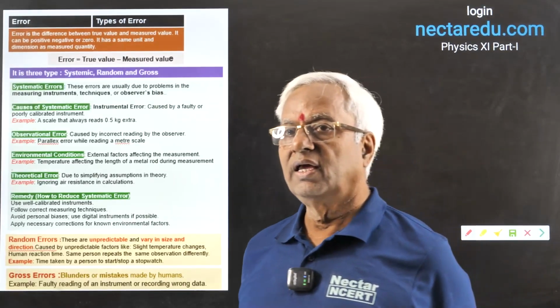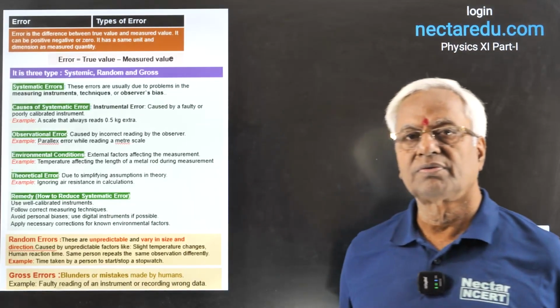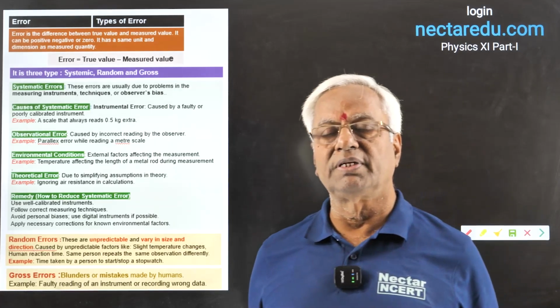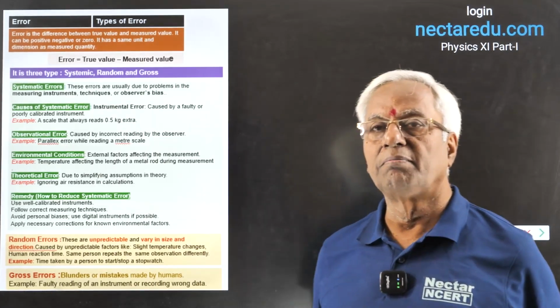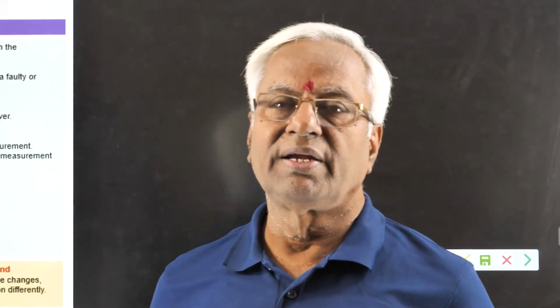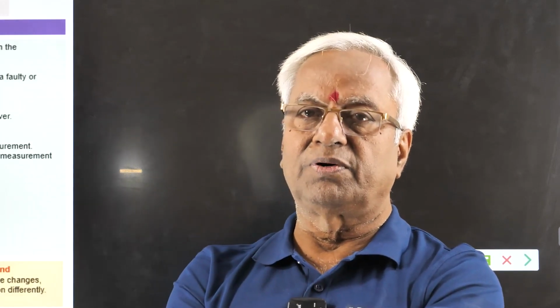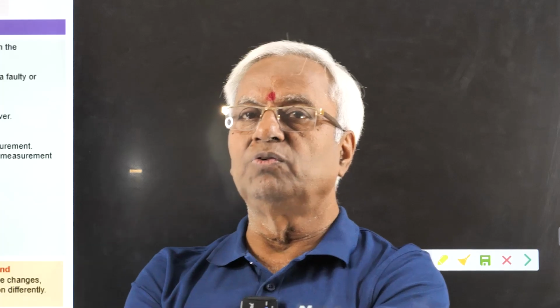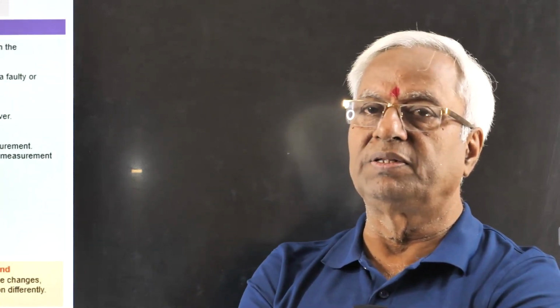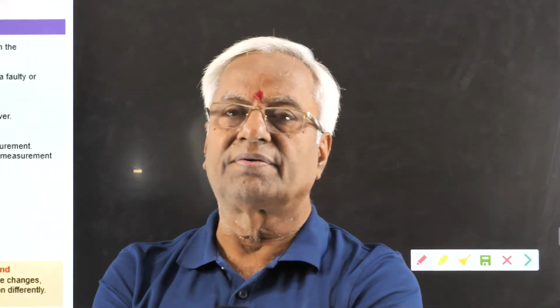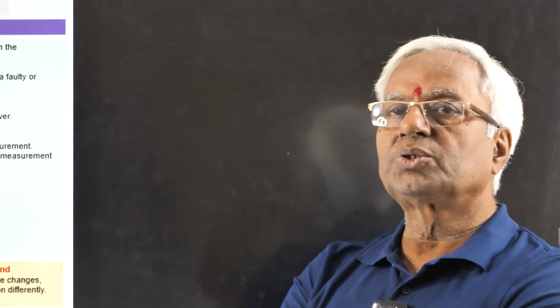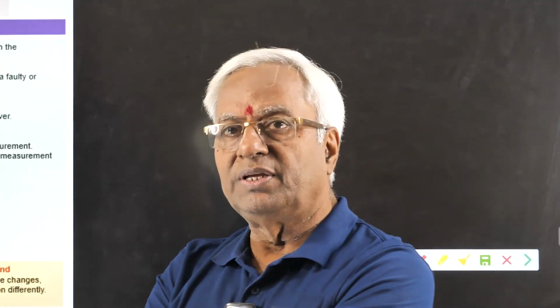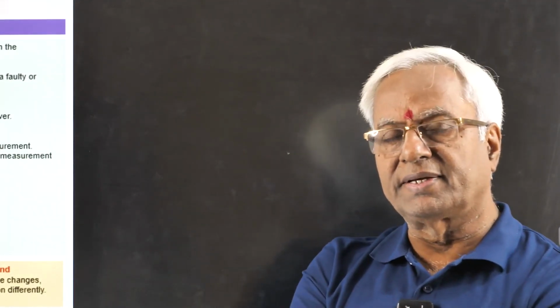Errors. Errors mean simply the difference between the true value and the measured value. Error can be positive and negative also. When we subtract measured value from true value, we find the magnitude of the error. Actually, errors depend on the value that we obtain in the experiment.